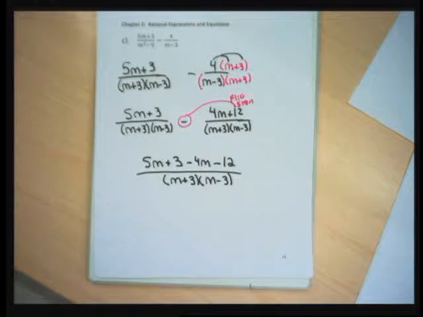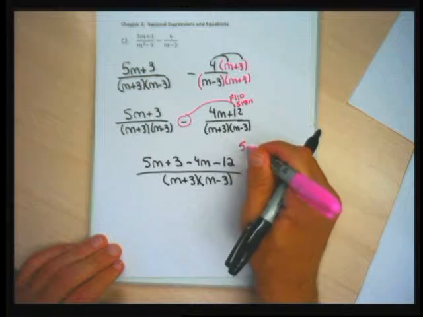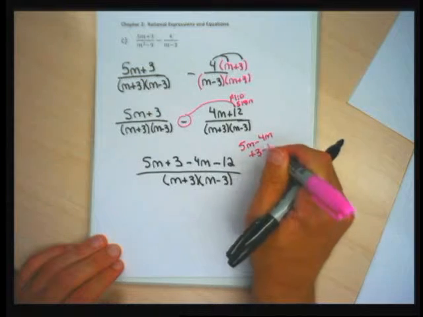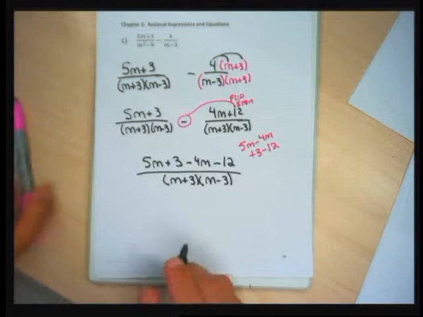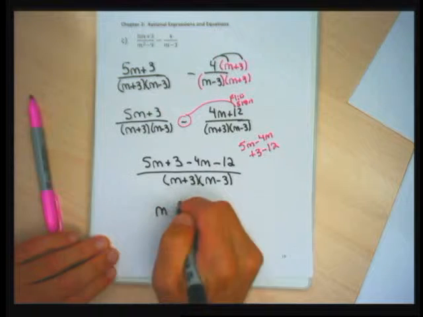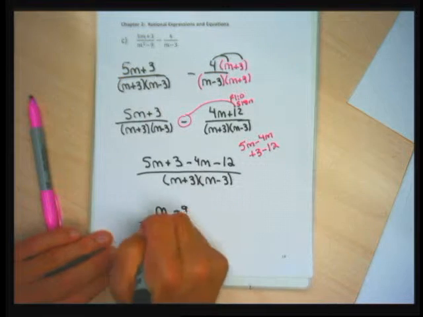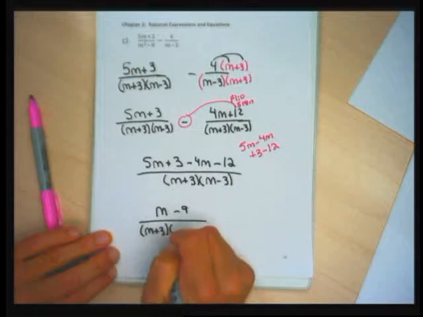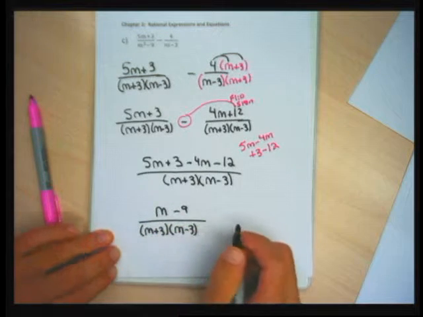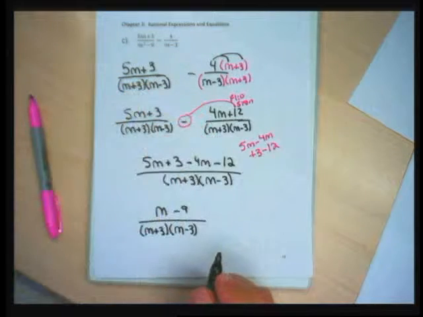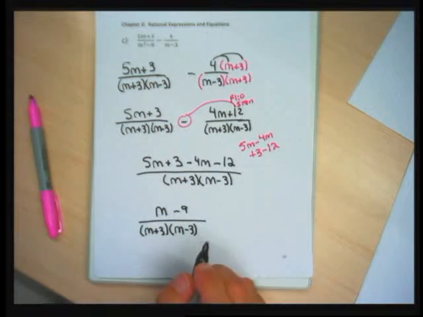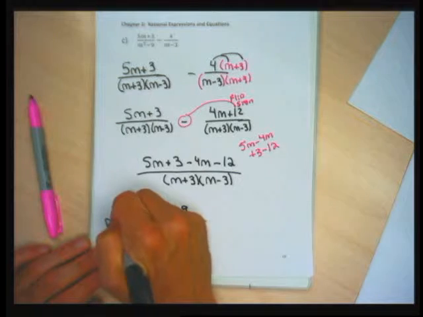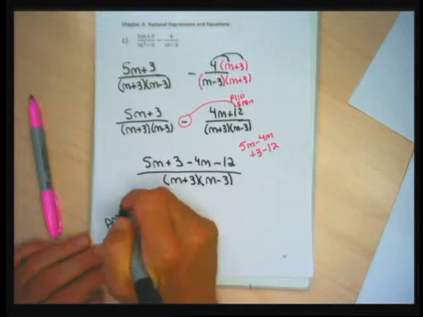Now I'm going to simplify the numerator. I'm going to go 5m minus 4m and plus 3 minus 12. 5m minus 4m is 1m. 3 minus 12 is minus 9. That doesn't factor, and I can't do any canceling. You can't cancel an m minus 9 with something that isn't identical. An m minus 9 will only cancel with another m minus 9. So I believe this is my answer.